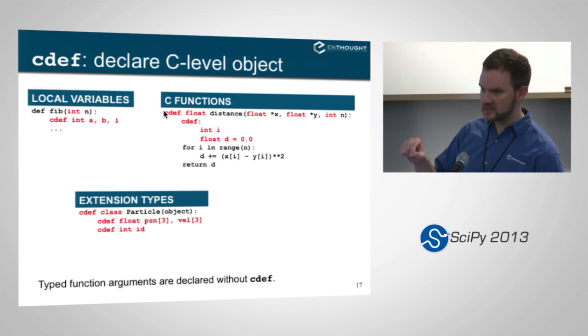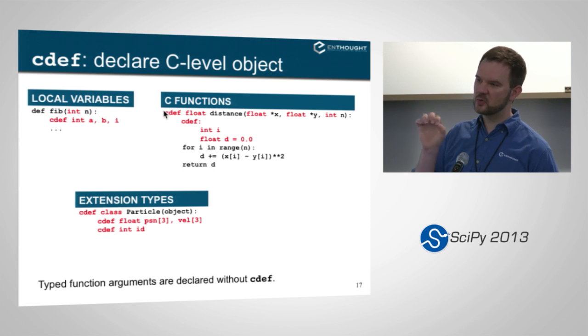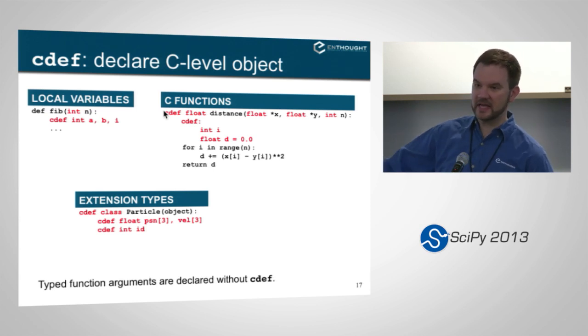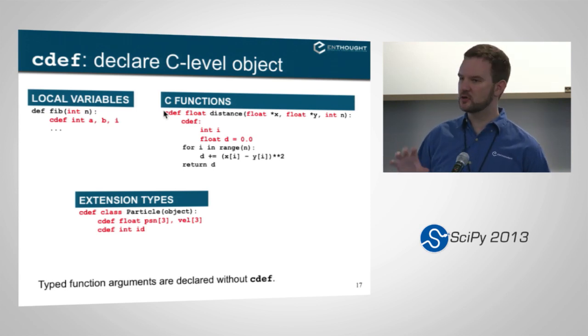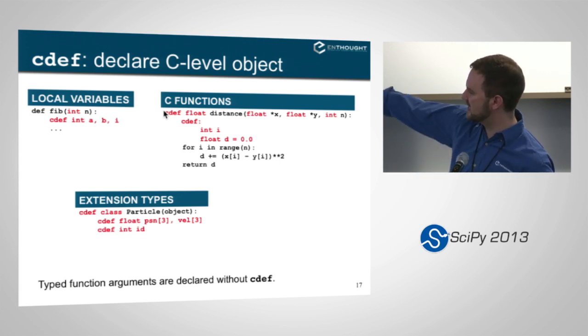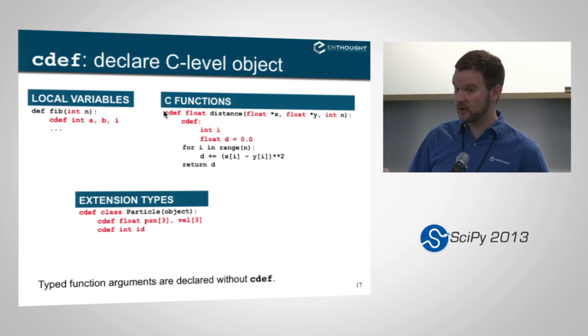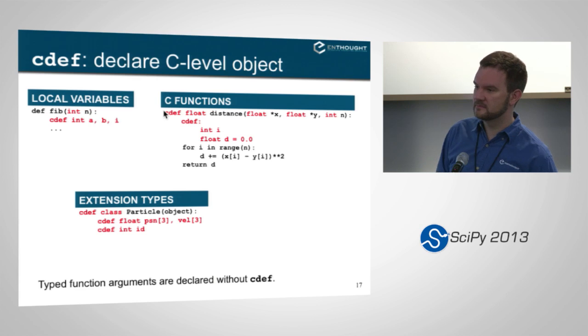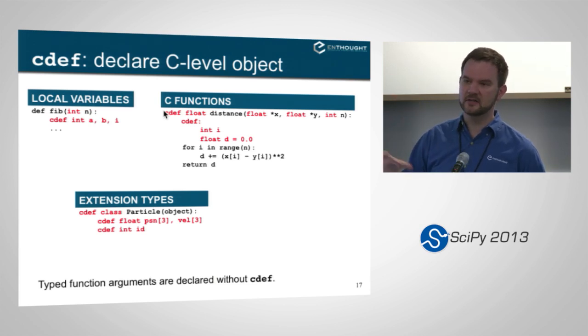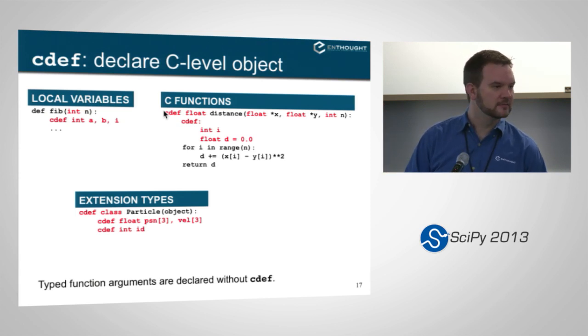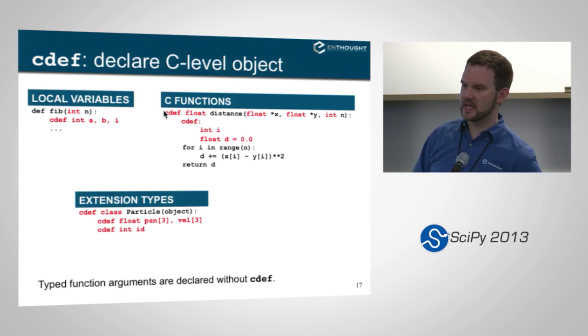The way you should think about this is when you create a cdef function like this, you're writing C with a Python-like syntax, okay? You're no longer writing Python code anymore. This distance function is a C function. It's not a Python function anymore, and it's not available to call from Python. It's declared static inside of your generated C source file, so it's only visible to other things inside of that source file. If you know anything about the static keyword in C.